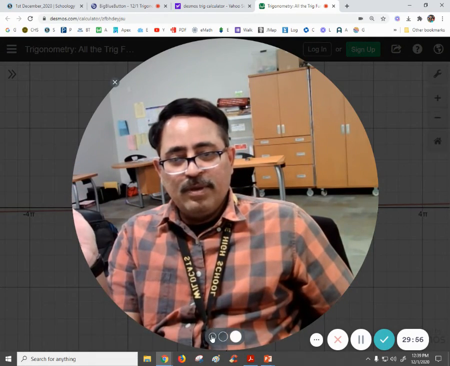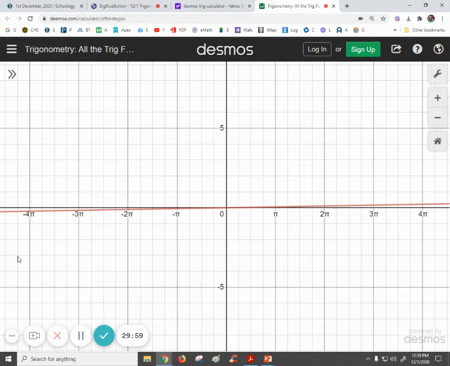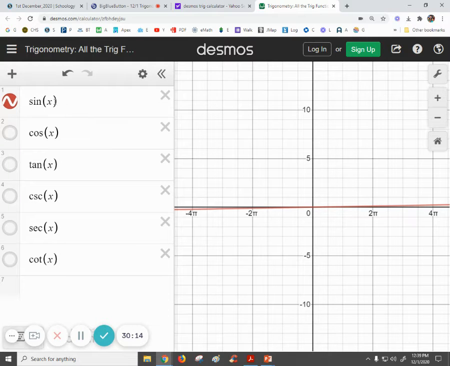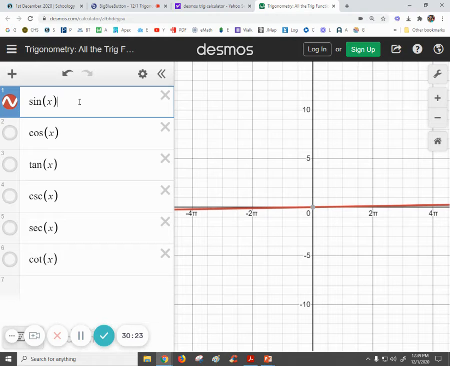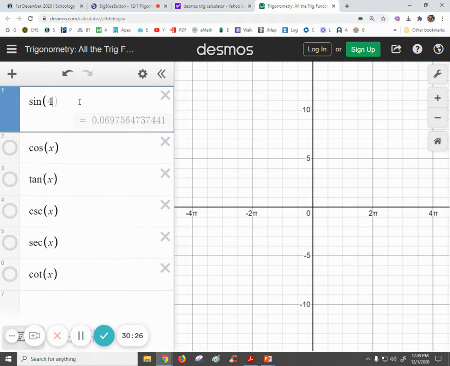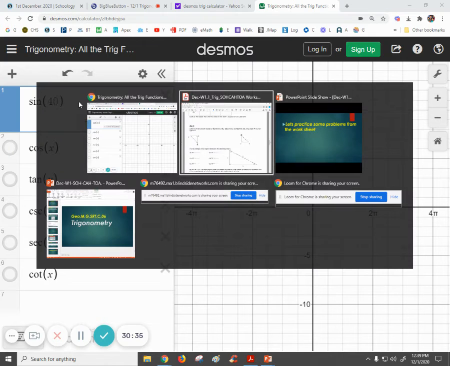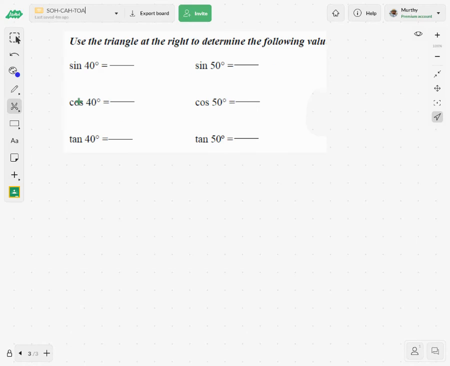So let me minimize and close this one. Okay. Ask it to find the value of sine 40 degrees. Let's go back to this one. You see sine 40 degrees here. So go to Desmos and, instead of x, you type sine 40. And you see 0.642. Do you see that? So let me switch to my whiteboard. So the value of this one is 0.642.